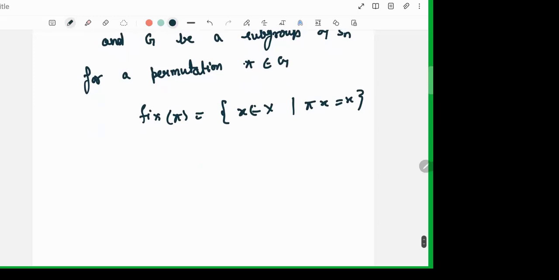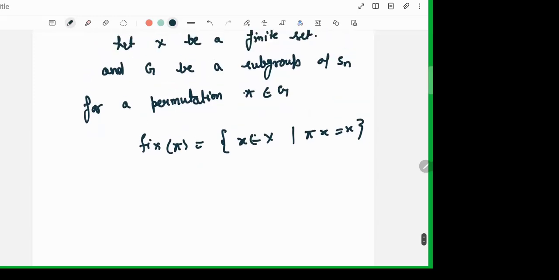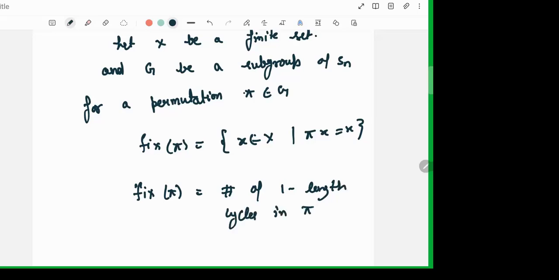Now from the definition, you can see what this fixed set of pi is. Pi x is equal to x, that means pi has a one-cycle at x. So the fixed count of pi is the number of length-one cycles in pi, right? Because only length-one cycles are going to be fixed. Otherwise, if a cycle has length 2, then image of 1 is 2, image of 2 is 1, and so on.